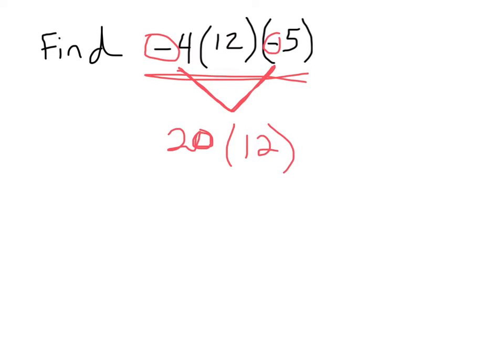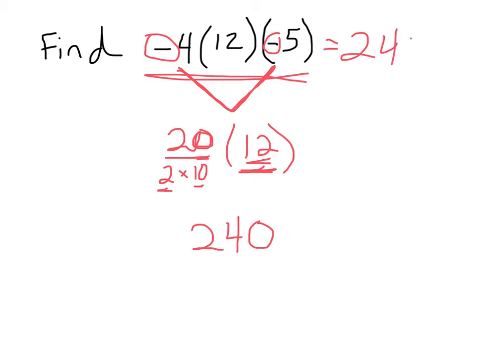Okay, and now I just have to take a look. I know 20 is 2 times 10. So I'm going to take 2 times 12, which is 24, and then multiply it by 10. When I multiply by 10, I just add a 0 at the end. So I know 20 times 12 is 240. So my answer to this is 240.